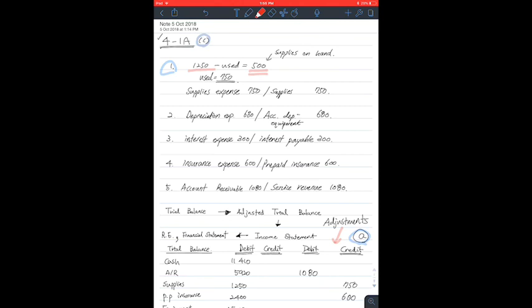So if you calculate the supplies used and we expense the supplies that we used for this quarter, on the debit side you should have supplies expense 750, and you have to also credit supplies by the same amount on the credit side.